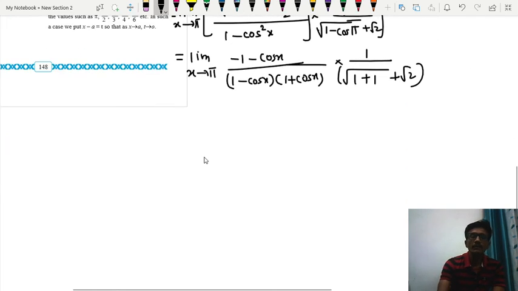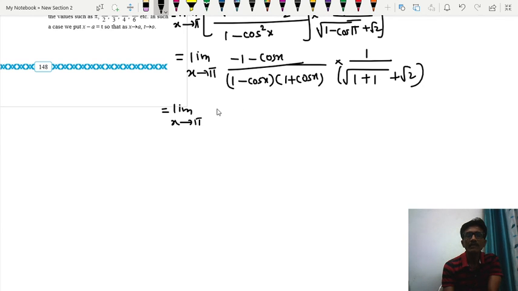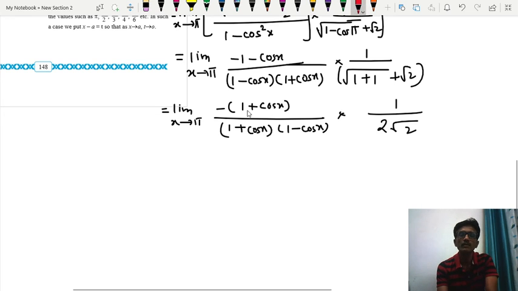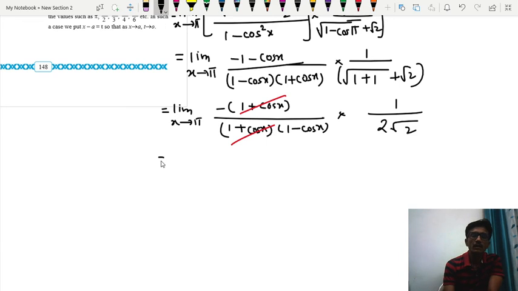Now this we solve. Limit x tends to pi, minus sign common from here, 1 plus cos x upon 1 plus cos x, and 1 minus cos x into 1 upon root 2 and root 2, it is 2 root 2. And 1 plus cos x, 1 plus cos x is getting cancelled.